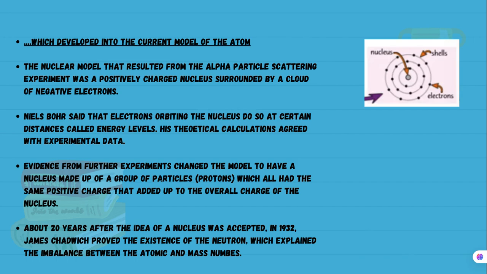Evidence from further experiments changed the model to have a nucleus made up of a group of particles, protons, which all had the same positive charge that added up to the overall charge of the nucleus. About 20 years after the idea of a nucleus was accepted, in 1932, James Chadwick proved the existence of the neutron, which explained the imbalance between the atomic and mass numbers.